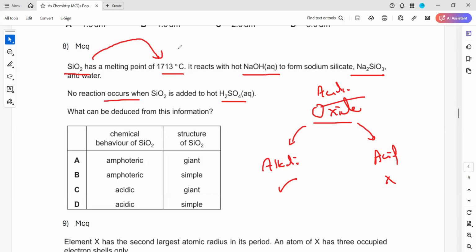That's one thing. So we conclude that this is an acidic oxide. Then what type of structure does this oxide have? Because silicon and oxygen are non-metals, non-metals will have a covalent compound between them. But what about the structure?